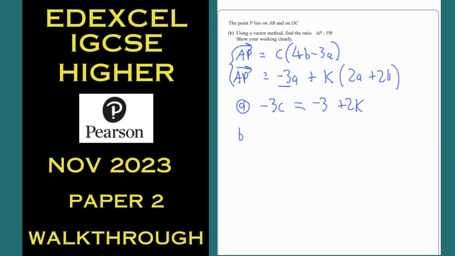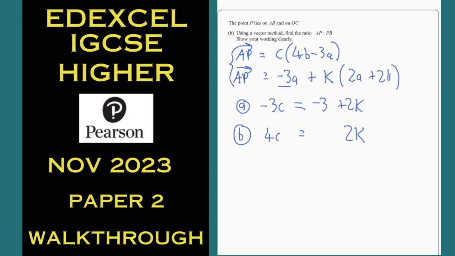Now let's equate the coefficients of the B vector. So on the top, if I expanded it, what would be next to the B? Answer, 4C. On the bottom, what would be next to the B? Well, if I expanded it out, there'd be 2k. And hey presto, folks, you're closer to the answer than you think you are.